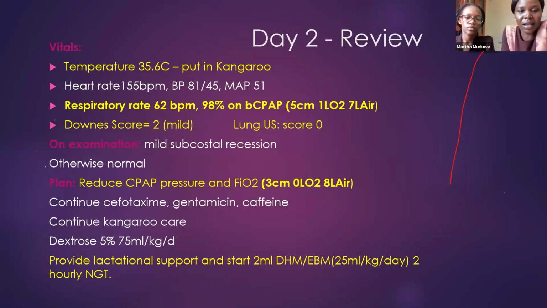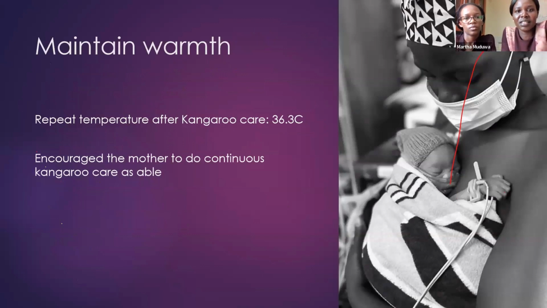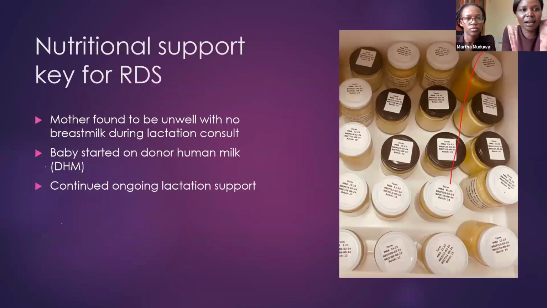As Dr. Martha had explained earlier, the nutrition also is very paramount in improving the respiratory distress. So this baby was started on 2 meals of donor human milk, 25 mils per kg per day, every 2 hours using a nasogastric tube. We had to continue maintaining the warmth of our baby. Remember in the previous slide, the baby was cold. So here, we had to continue with the KMC, and the mother was actually encouraged to continue doing the kangaroo.